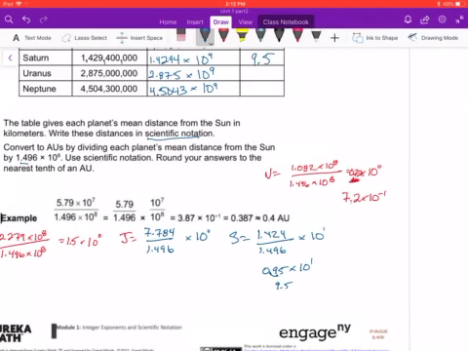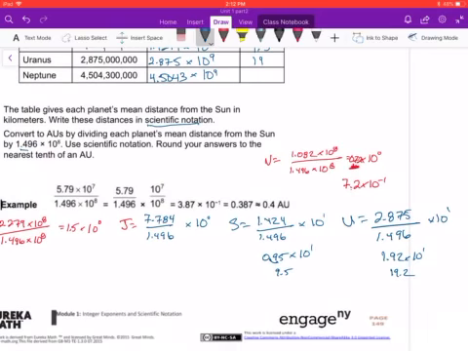I get a little bit more room over here for Uranus. And I get 2.875 divided by 1.496. And this is going to be 10 to the first power. 2.875 divided by 1.496, and it gives me 1.92 times 10 to the first power, which would be 19.2.